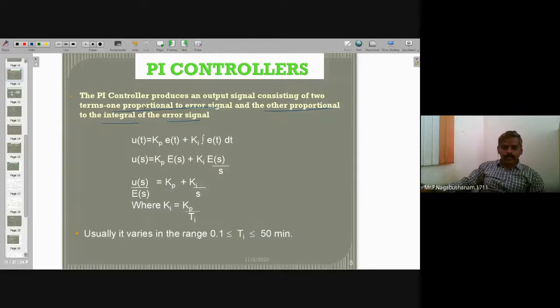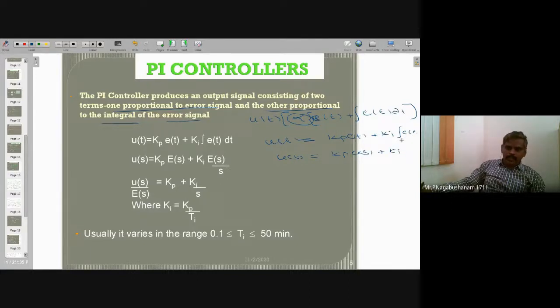To remove the proportionality symbol, I'm using KP, because U of t is directly proportional to E of t plus the integral of E of t dt. To remove this proportional constant, U of t equals Kp times E of t plus Ki times the integral of E of t. Then apply the Laplace transform, you will get U of s equal to Kp E of s plus Ki.